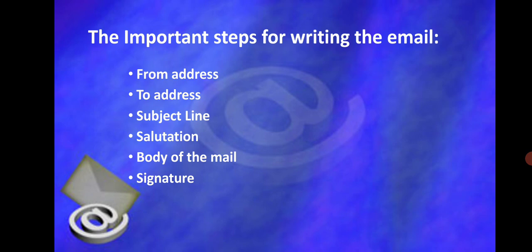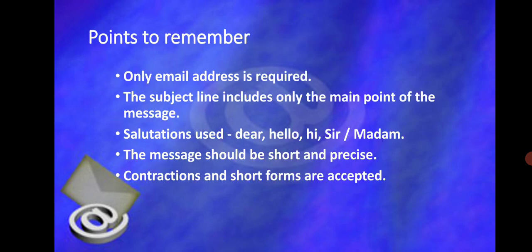So you have to write your email address. Then comes the recipient's email address. Then there is a subject line where you point out the main content, the main point of the message. Then comes the salutation. Then the body of the email. At last you write your name or put your signature. Clear? Now accordingly you have to keep some points in mind. Now we'll see what are the points that you should remember while writing an email.